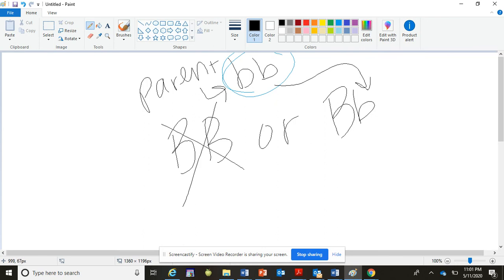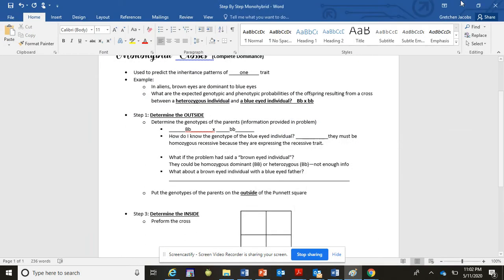So if their parent was blue-eyed, then we know that they are carrying the recessive allele, because their parent had to donate a lowercase b, because that's all that they had to donate. And that means that the other parent must have contributed the dominant allele, which is why they're expressing the dominant phenotype. And remember, your phenotype is the physical appearance. So even though their genotype is heterozygous and they're carrying the recessive trait, their phenotype, their physical appearance, looks like the dominant trait. So we would actually have enough information here.